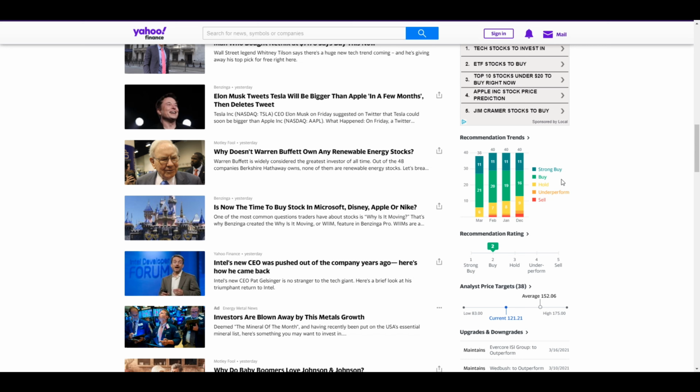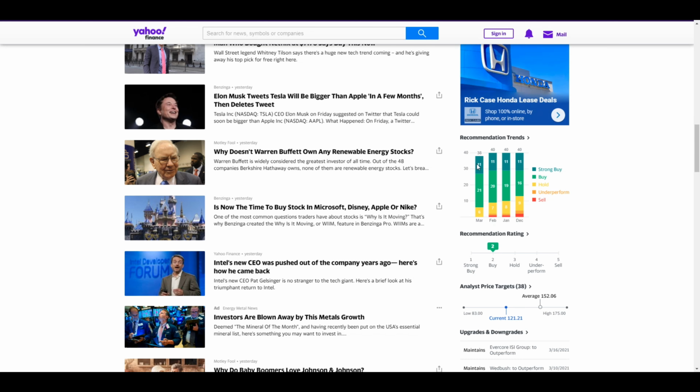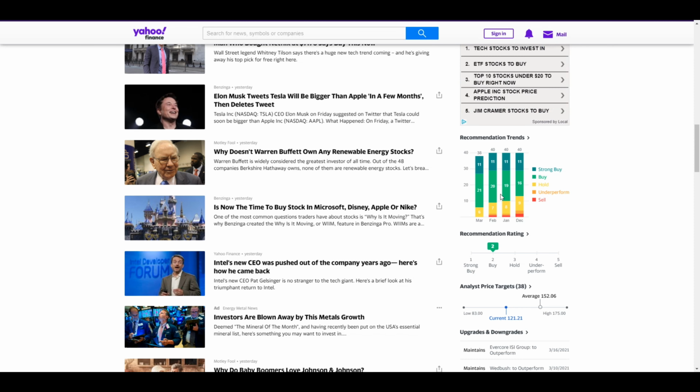in the last 4 months, there's been about 11 analysts who declare Apple to be a strong buy. The buy portion of this has actually been increasing. So 16, 19, 20, and 21, or 21 analysts believe that Apple is a buy, and 6 believe that it is a hold.